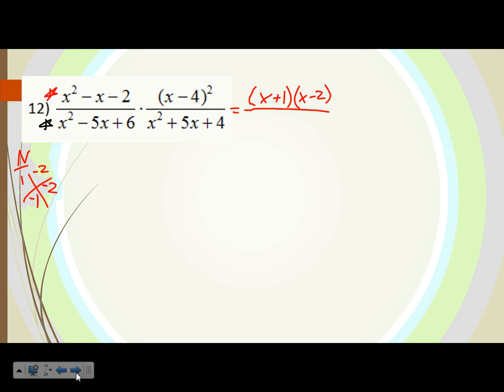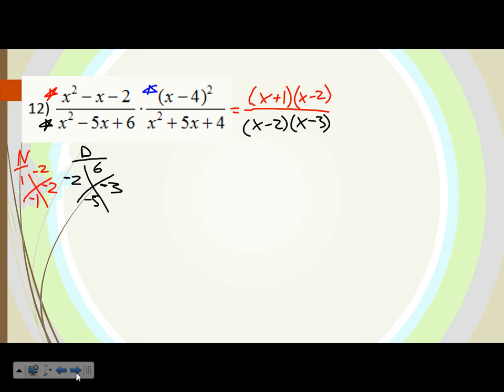Then we have this denominator. So my denominator then, we have factors of 6 that add up to be negative 5. Again, that's got to be 2 and 3. But remember, this one's tricky. A lot of people get confused and they put the negative with the 3. They're both negative. Negative 2 times negative 3 is positive 6. Negative 2 plus negative 3 is negative 5. So that's x minus 2 times x minus 3.